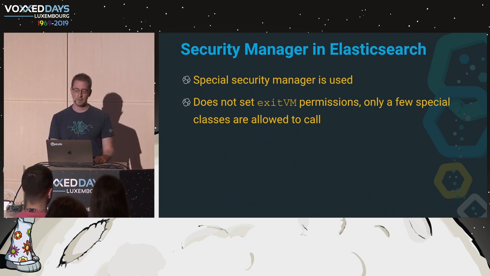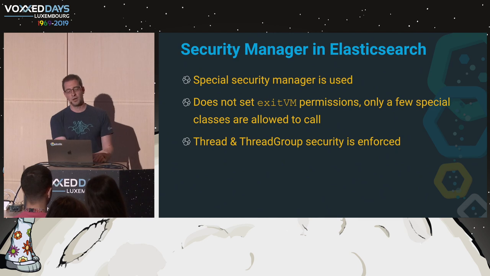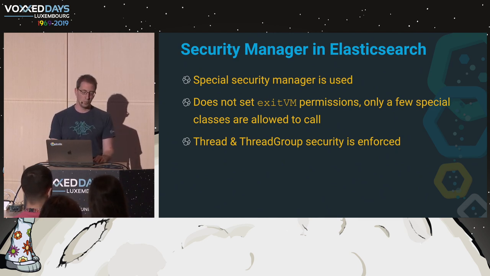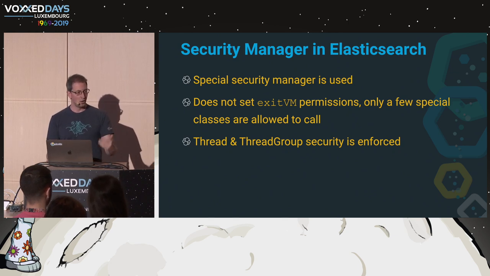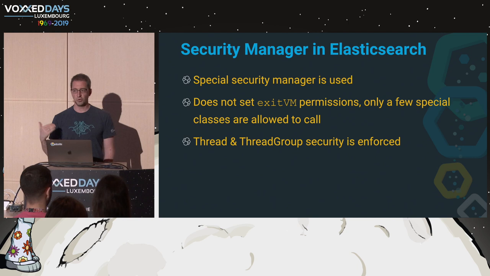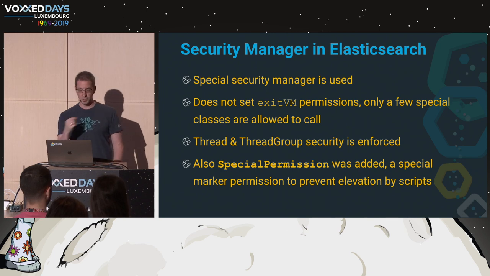Also, there's thread pool or thread group security enforced. By default, you cannot just add new thread pools and run them. You have to have a special permission for this. And this is also disabled by default. We really wanted that because we want to have control over the thread pools and how they're run within Elasticsearch.